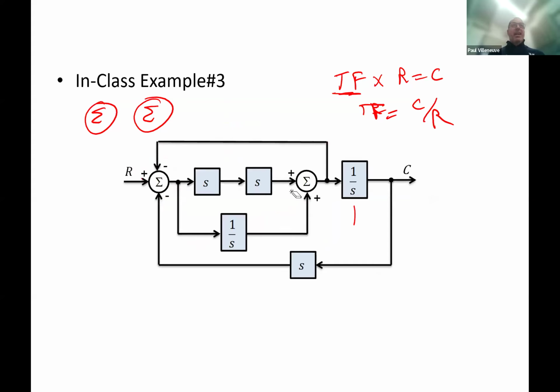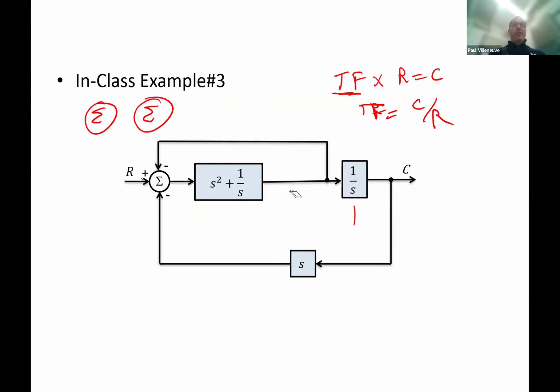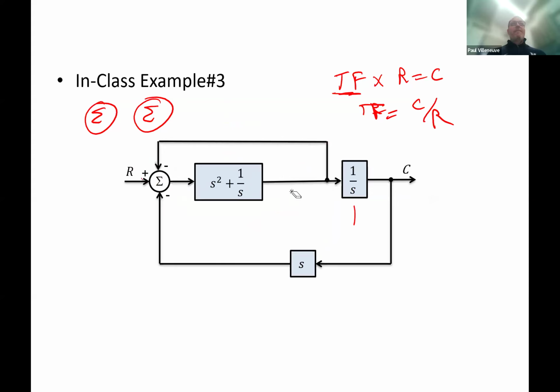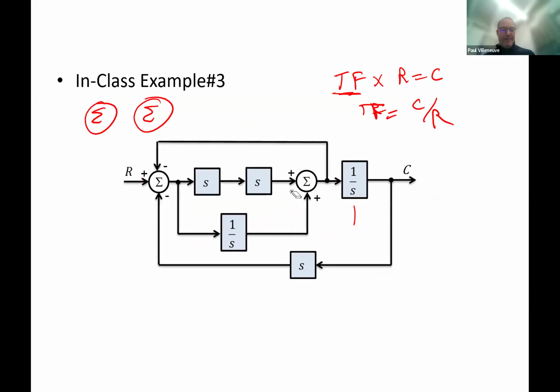Do you want me to do it by hand on the whiteboard, or is this okay to do it this way? What do you think? There's a lot of algebra that gets skipped when we go from this to this. Okay.